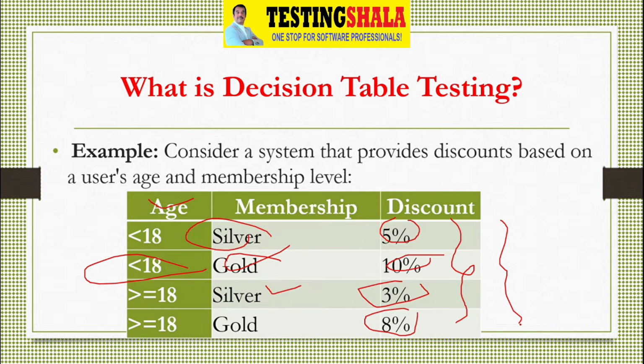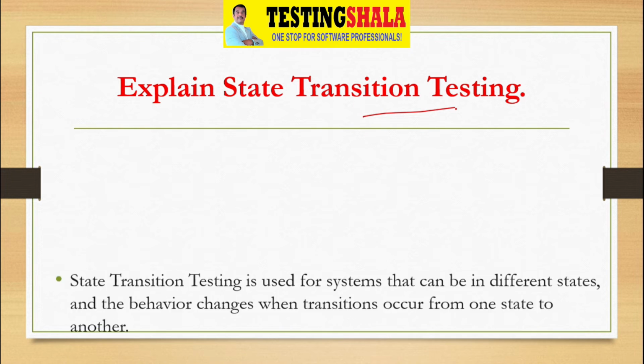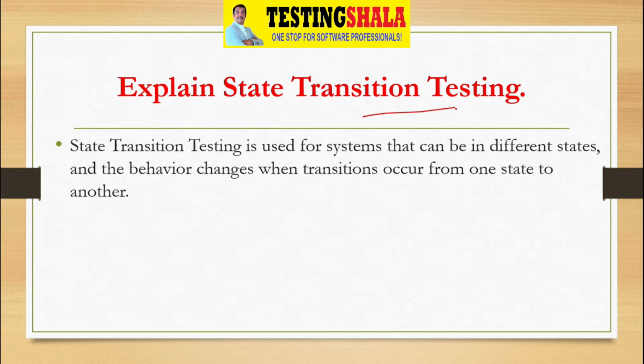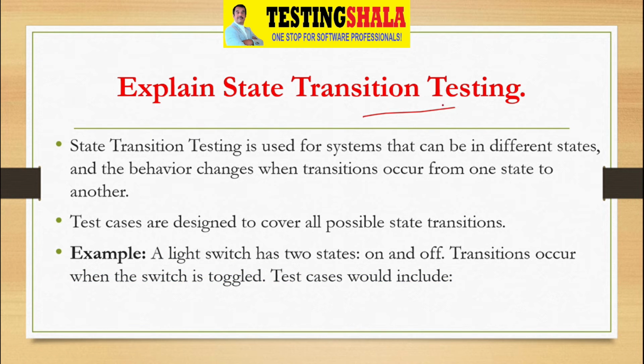So that is where, if you have any requirements in this format and you want to write test cases, then definitely you can use this decision table testing technique. And the next one would be, explain state transition testing. Normally state transition testing is used when the application goes through different states and its behavior changes when transitioning from one state to another.